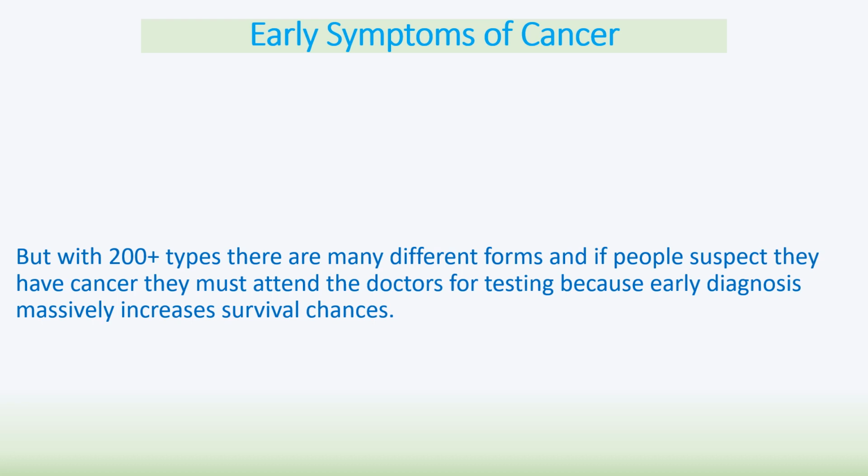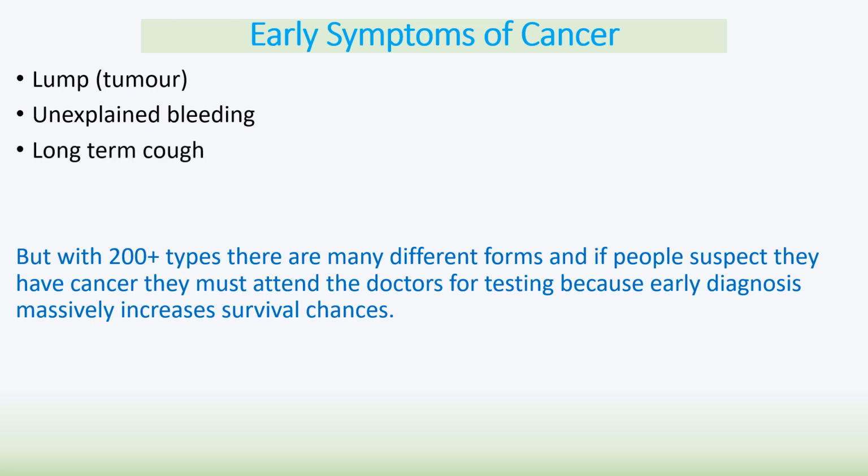You need to be familiar with the early symptoms of cancer, but just be aware there are over 200 types of cancer in different forms, and people should visit their doctor if they suspect they've got cancer, because early diagnosis massively increases survival chances and will also reduce the treatment needed. The main signs for cancer are an unexplained lump, which could be a tumour, and unexplained bleeding. So, for example, if you cough up blood, that could be a sign of lung cancer. A long-term cough which isn't being fixed, again could be a sign of lung cancer, and a loss of weight without dieting. So unexplained weight loss, again, could mean that the nutrients that you're taking in are being stolen by the cancer cells.